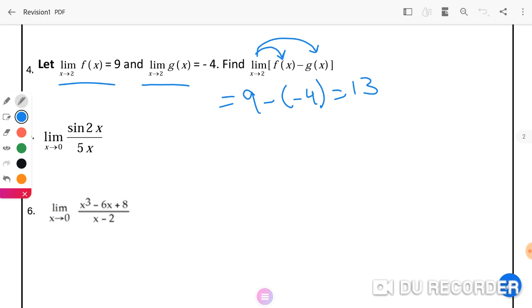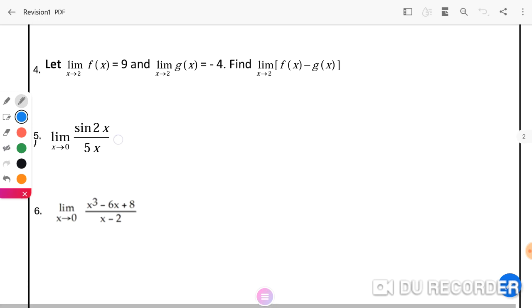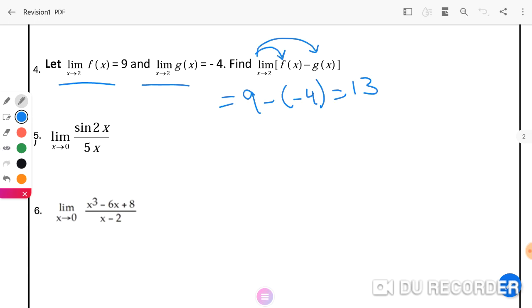I gave you a definition before. The limit of this one is so trivial, it will be what? 2 over 5, the coefficient over coefficient. Okay, inshallah, later I'll show you how we get this result.